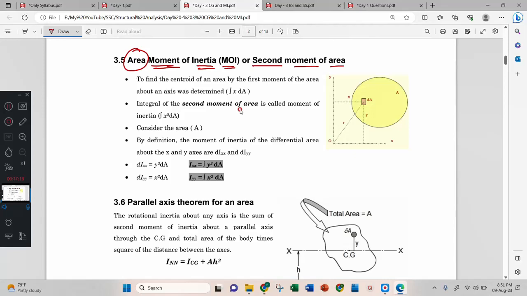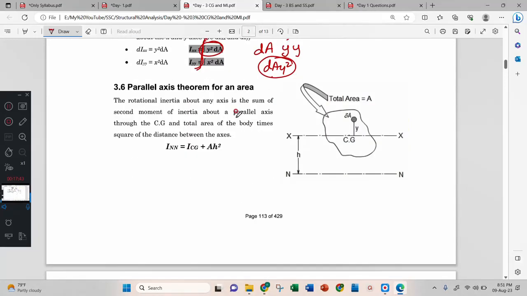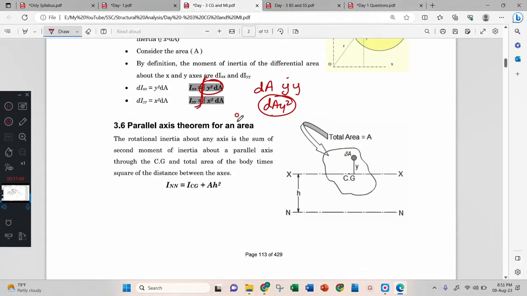Second moment of area means moment of area, right? That they have written here. This dA is a small area and y is the perpendicular distance, another y is the perpendicular distance, therefore dA into y square. This is for a small area, and if you integrate this, then you will get the big area. Okay, this is theory. We don't want these equations to be remembered, because this is just theory. Later we will consider this one, right?